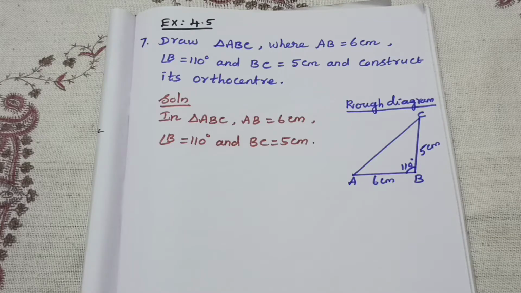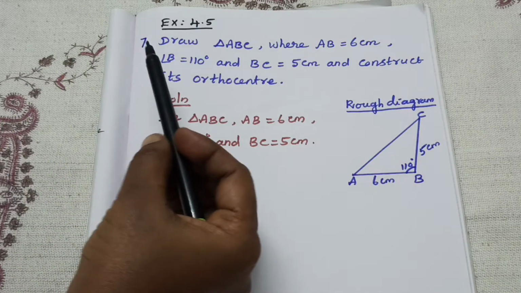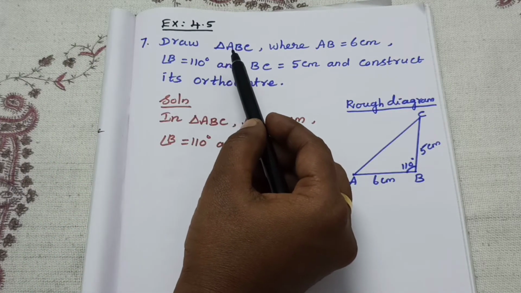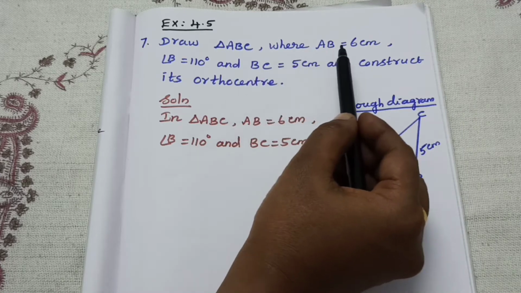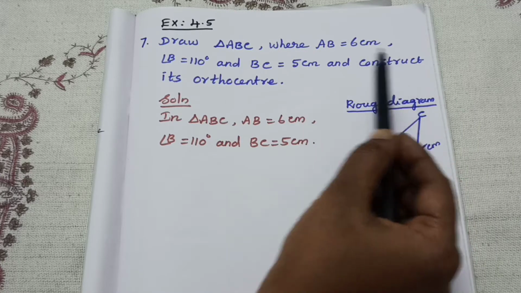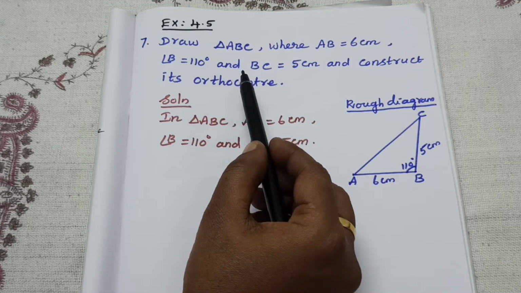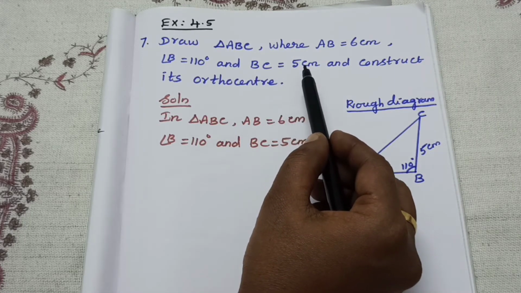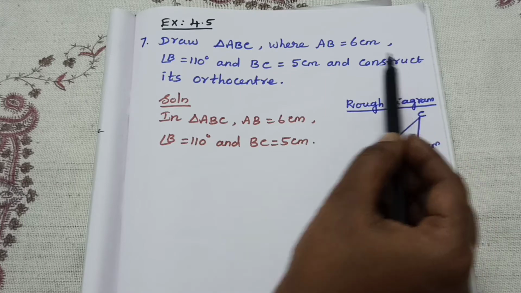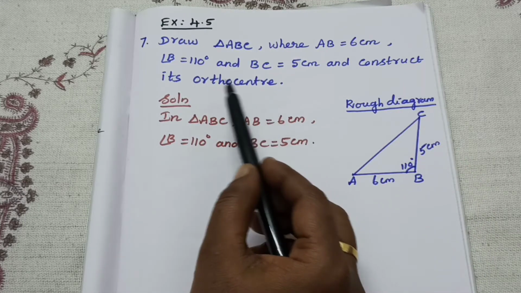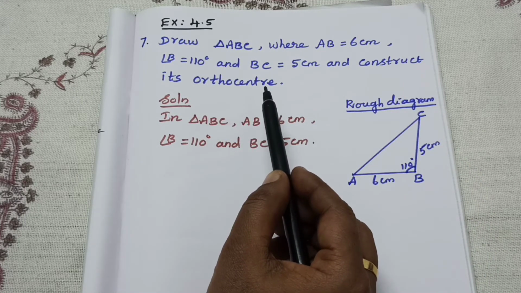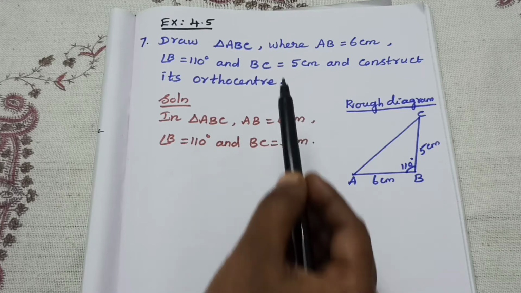Any doubt? Next we are going to see exercise 4.5, the seventh sum. Draw triangle ABC where AB is equal to 6 cm, angle B is equal to 110 degrees and BC is equal to 5 cm, and construct its orthocenter. What is given first?